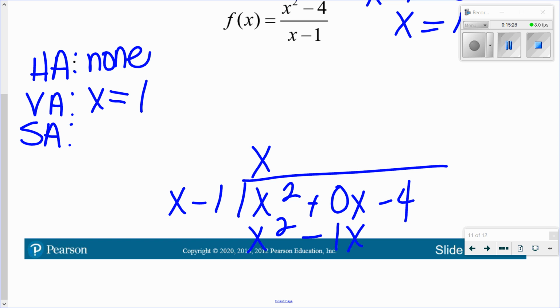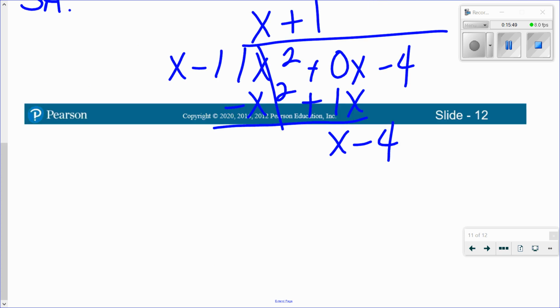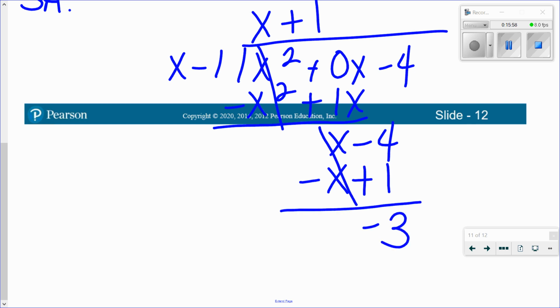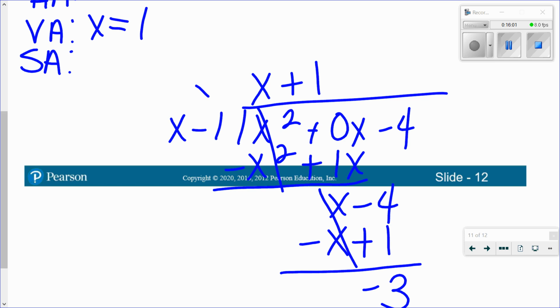Now, if I hadn't put that 0x there, we wouldn't have had a place to write that. Okay, change both signs when you're subtracting. So we have x, bring down. Okay, and then we're going to start over. x, what do I need to multiply by to keep it x? Well, we'd multiply by 1. So 1 times x is x. 1 times negative 1. Okay, subtract, so change both signs. And we have negative 3 as our remainder. So our slant is y equals x plus 1. Okay, so that is our answer for all the asymptotes for this particular problem.